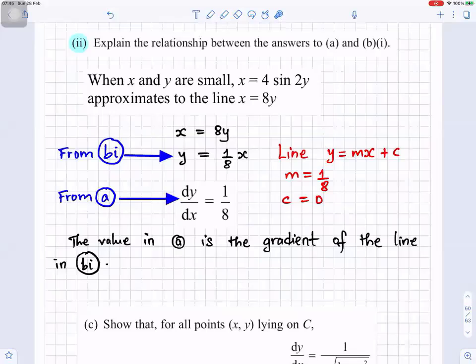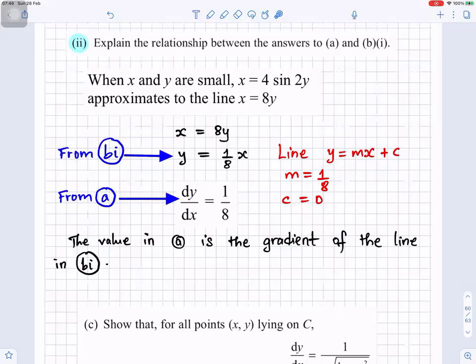And part 2, explain the relationship between the answers. So when x and y are small, x equals 4 sine 2y is approximately the line x equals 8y. You can rearrange x equals 8y to get the equation of a line, because a line is y equals mx plus c. So from the first part, from B, y equals 1 over 8 x. You take 8 to the other side, you divide. So y equals 1 over 8 x. So m is 1 over 8, and the intercept is 0 on the y-axis.